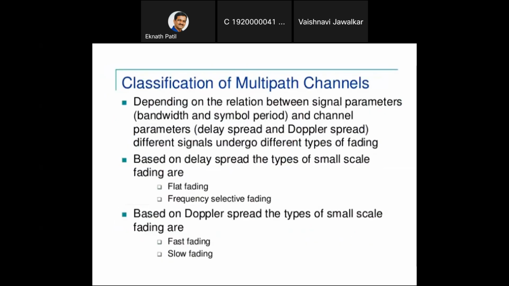Classification of multipath channels. Depending on the relation between the signal parameters, bandwidth and symbol period, and the channel parameters, different signals undergo different types of fading. Based on the delay spread, the types of small scale fading are flat fading and frequency selective fading. Based on the Doppler spread, they are fast fading and slow fading. That particular part we have discussed previously.